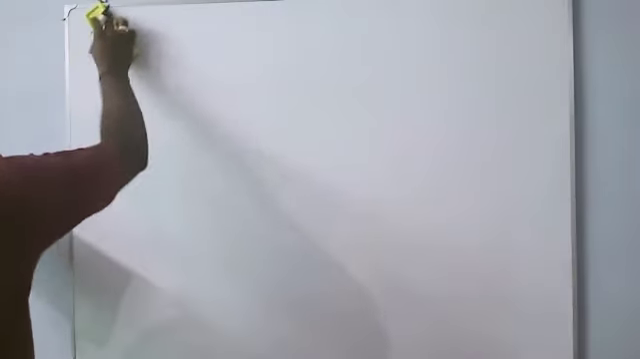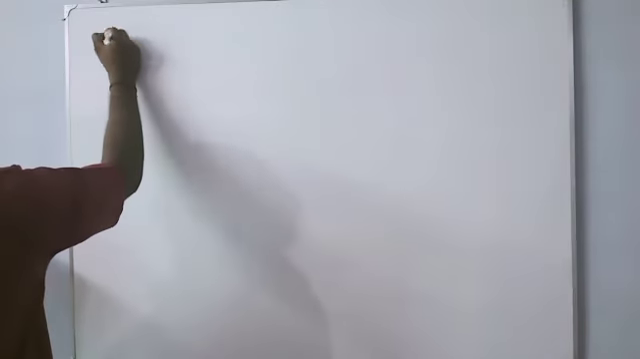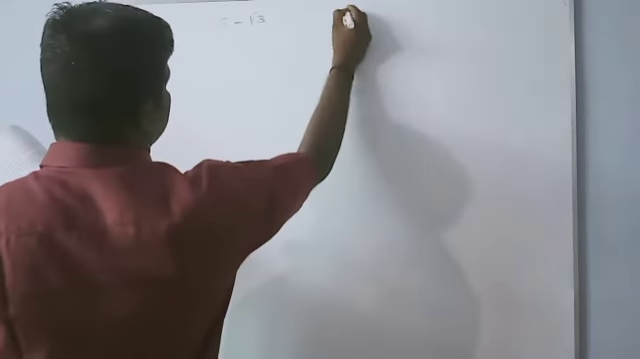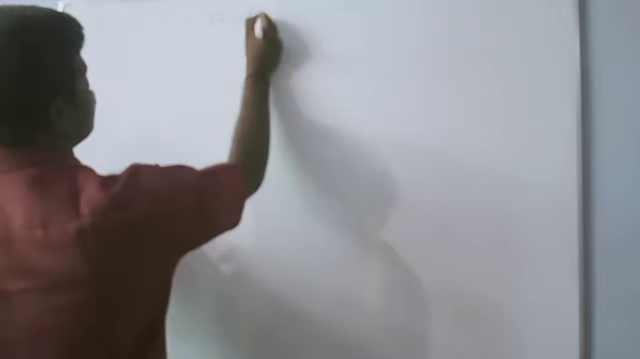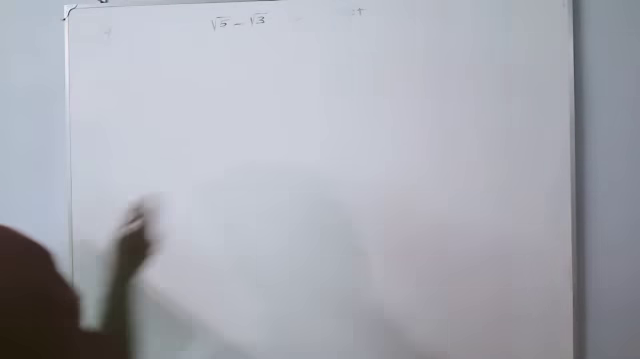Question number 4. What is question number 4? Find a polynomial equation of minimum degree with rational coefficients having root 5 minus root 3 as a root. Root 5 minus root 3 as a root. What is the formula?